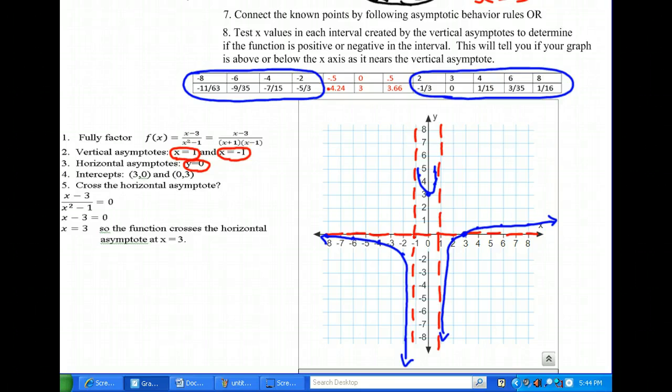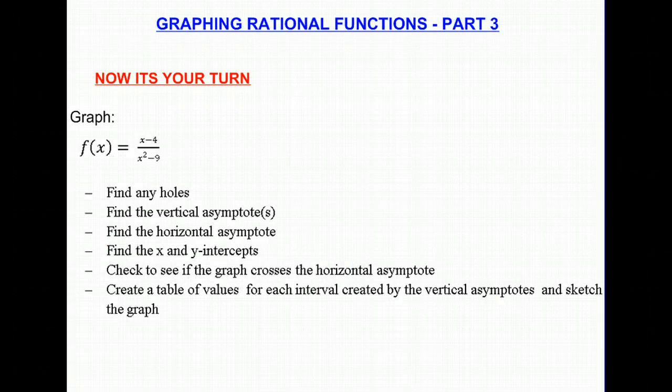Now it's your turn. Here's a problem very similar to the one that we just did. What I'd like you to do is try to graph it. If you have any difficulty at all, go back over the screencast, follow what I had done, and step by step you should be able to graph this problem as well.